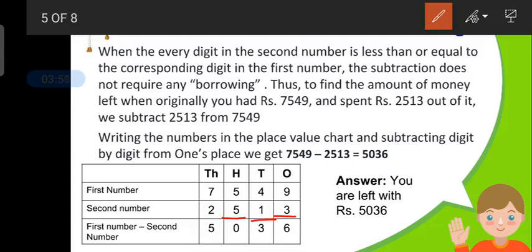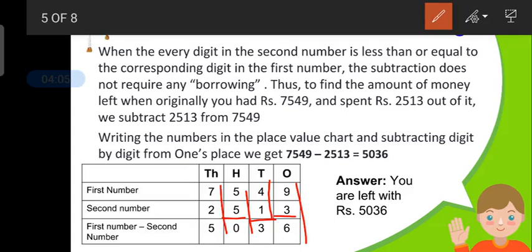Just like addition, we have to start from the ones place. So it is 9 minus 3. What is 9 minus 3? It is 6. And what is 4 minus 1? It is 3. And 5 minus 5 is 0, and 7 minus 2 is 5.